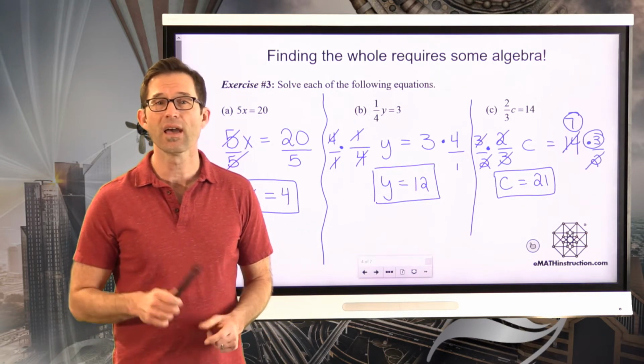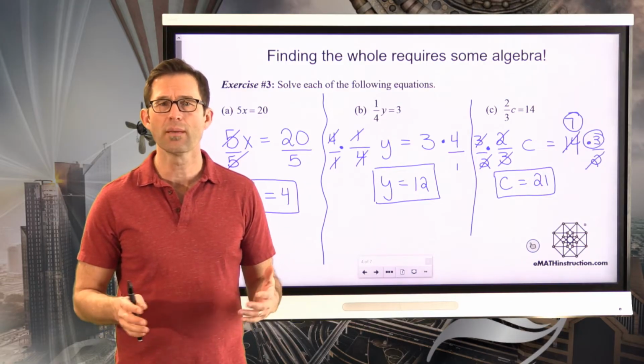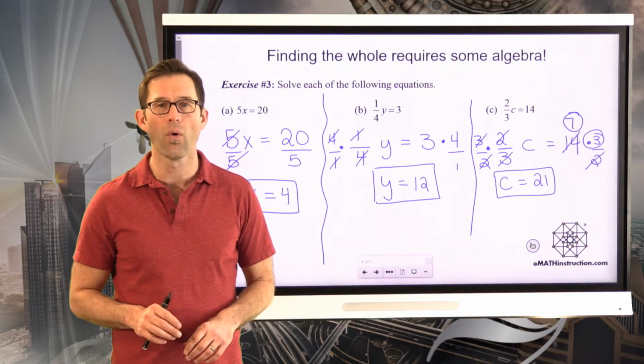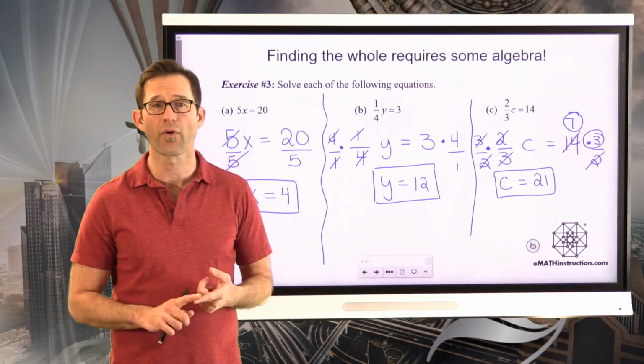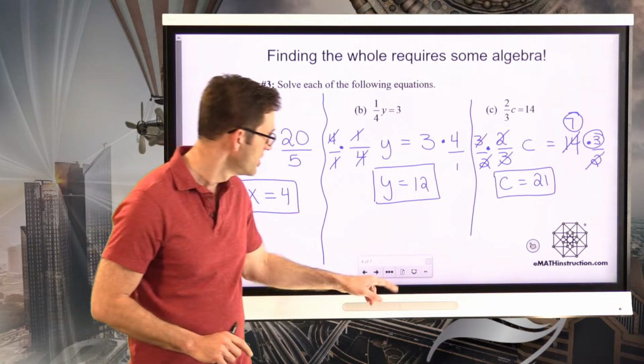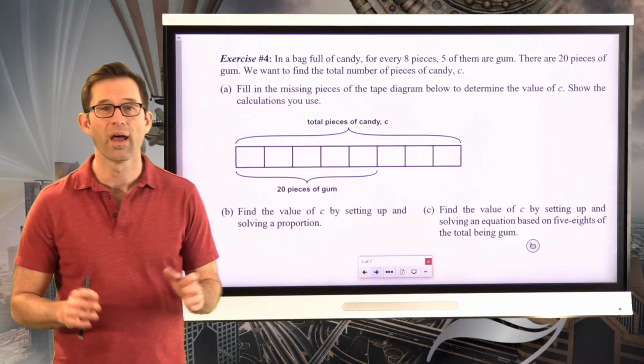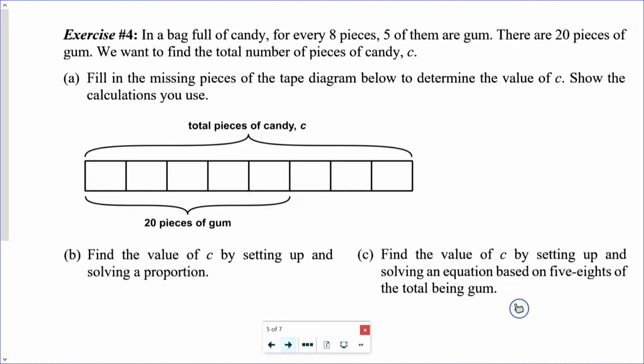All right, let's see how we can use algebra and some tape diagrams to think about finding the whole in a situation where we may know the fraction and the part. Here we go. Exercise number 4. In a bag full of candy, for every 8 pieces, 5 of them are gum. There are 20 pieces of gum. We want to find the total number of pieces of candy.